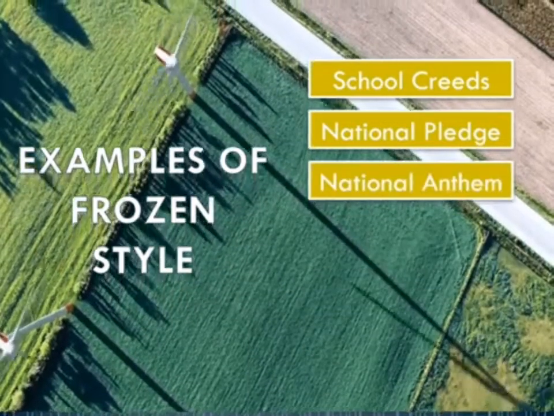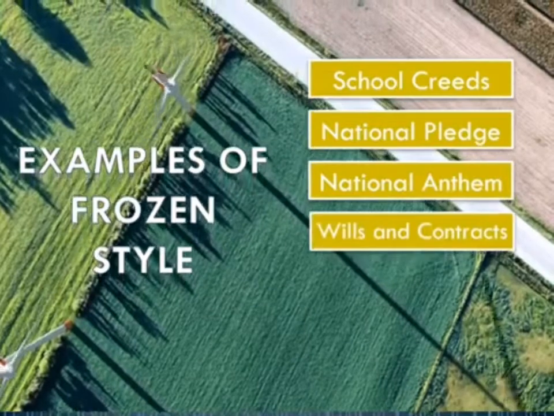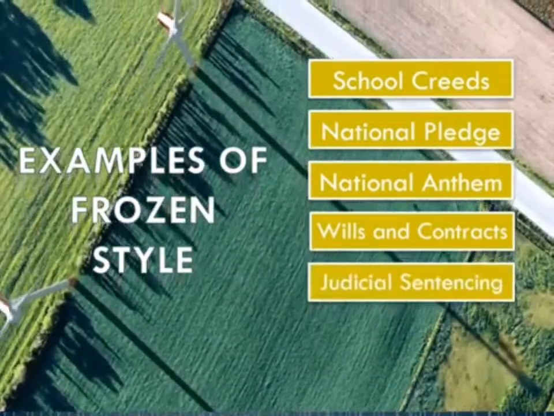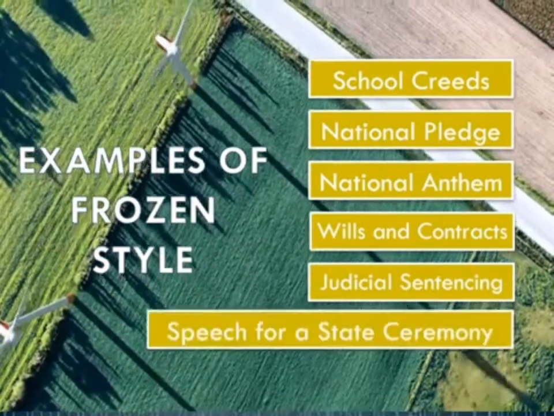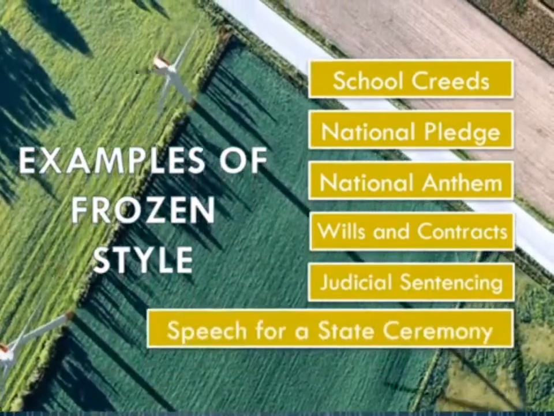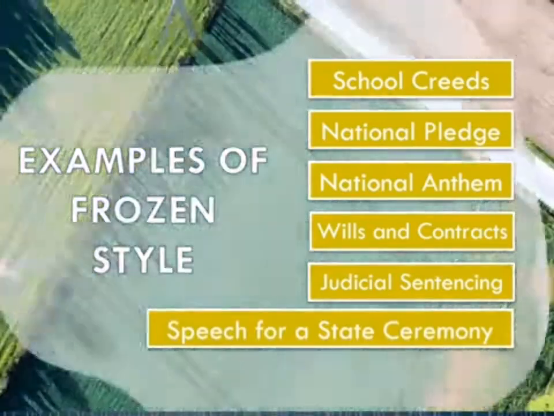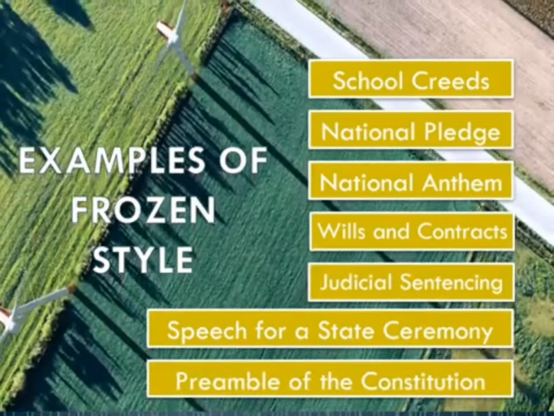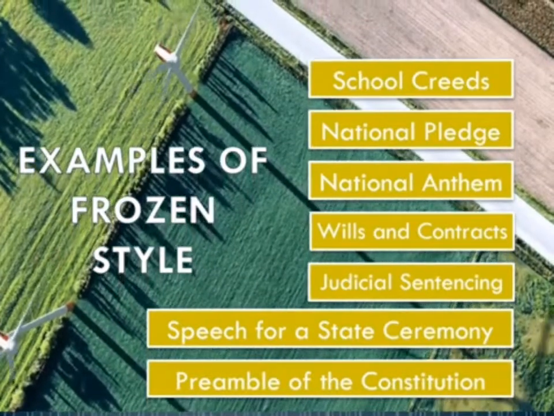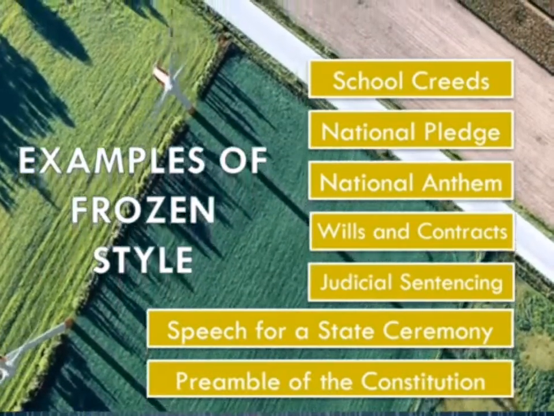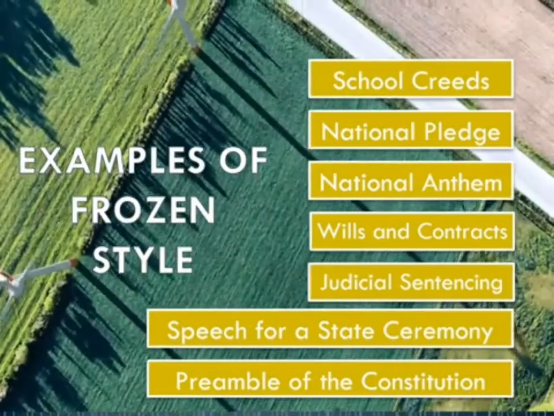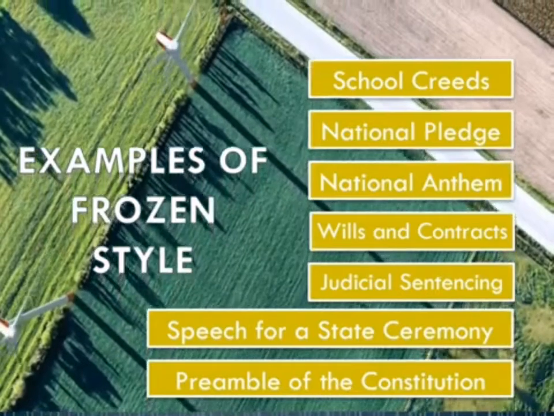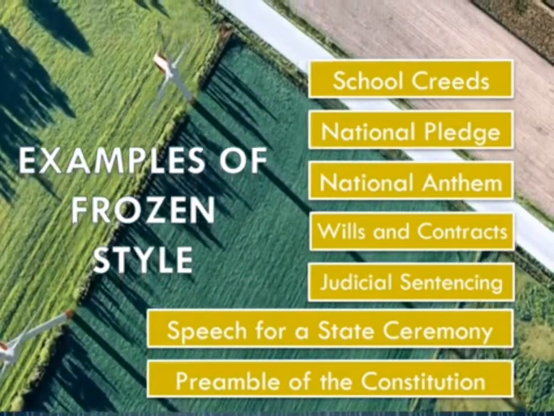Then we also have the national anthem. Another example are the wills and the contracts. We also have judicial sentencing. Then, speech for a state ceremony, that is also an example. And another is the preamble of the Constitution. These are just a few of the examples of frozen style, which of course uses formal language. And if you notice, all of this requires good grammar and long sentences.